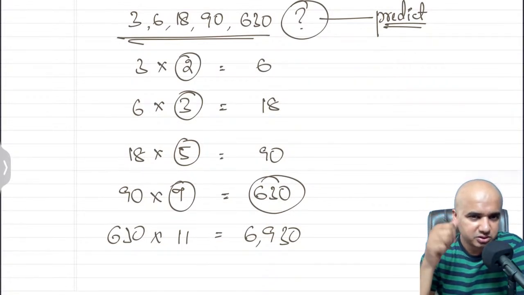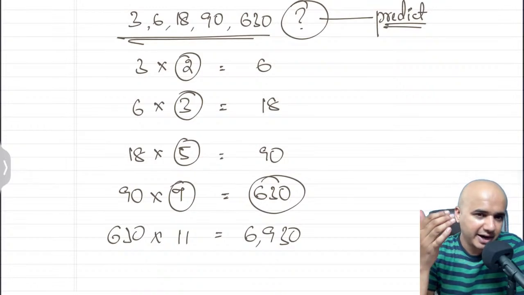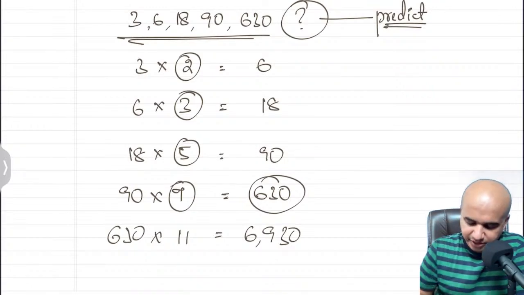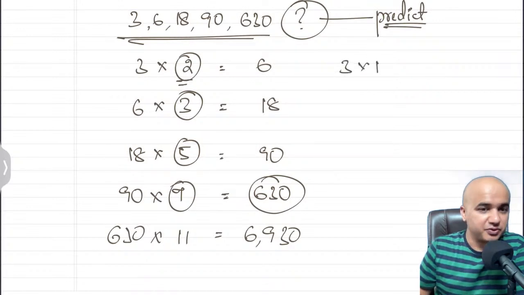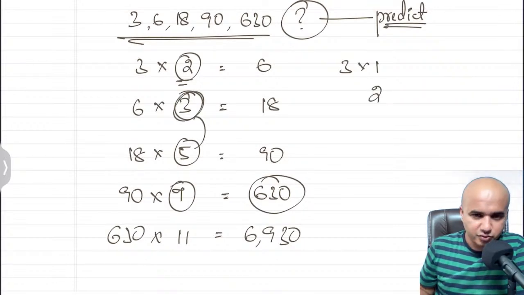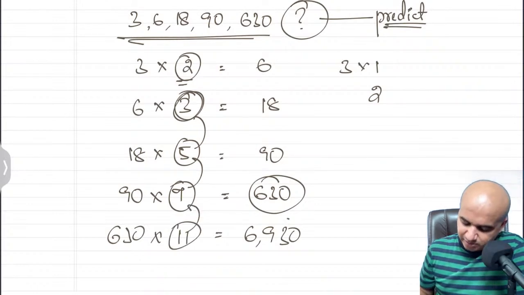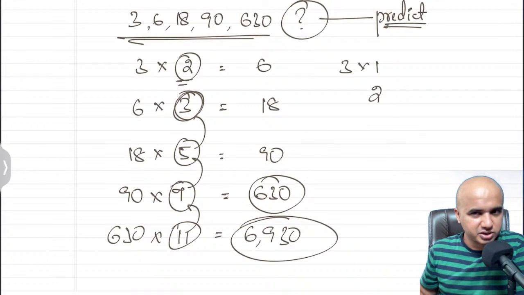So start with 2, then add 2 to the respective multiplier. For example, here we can further say 3 into 1 might be the first calculation, to which we add 2, so we get 3. Then again 2 gives 5, 2 gives 7, 2 gives 11, like that. So the next number in this case would be 6930. I hope it makes sense. Let's move on.